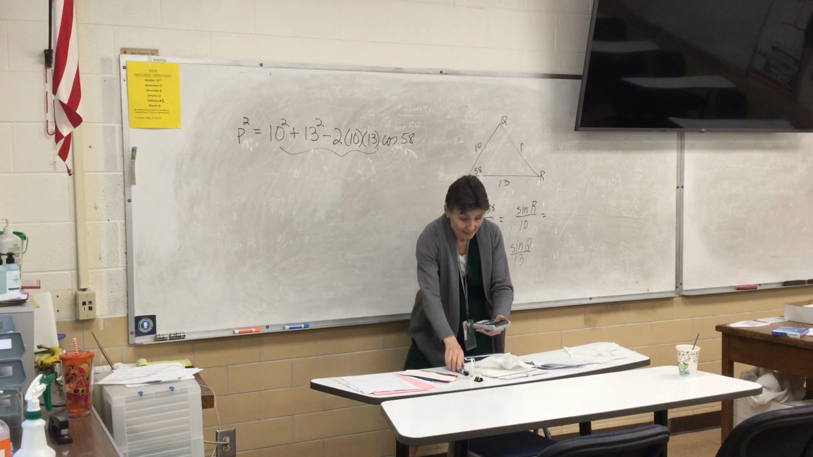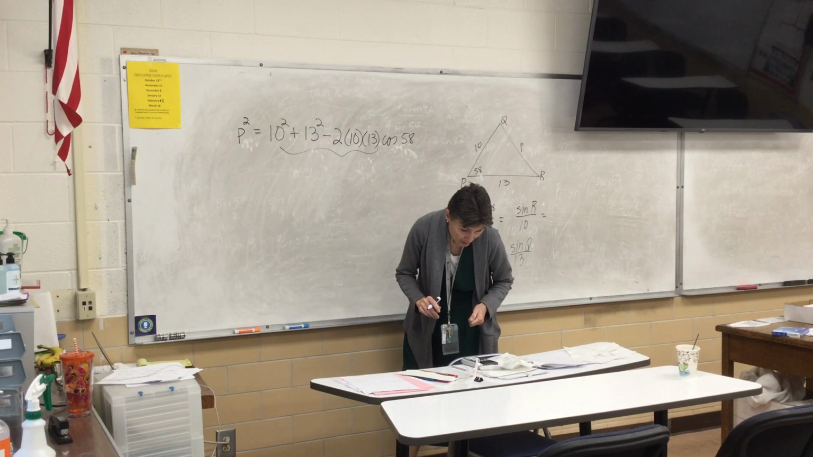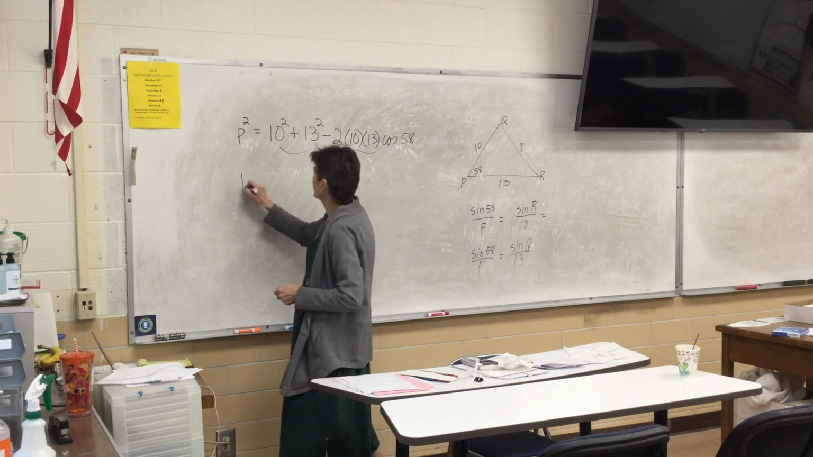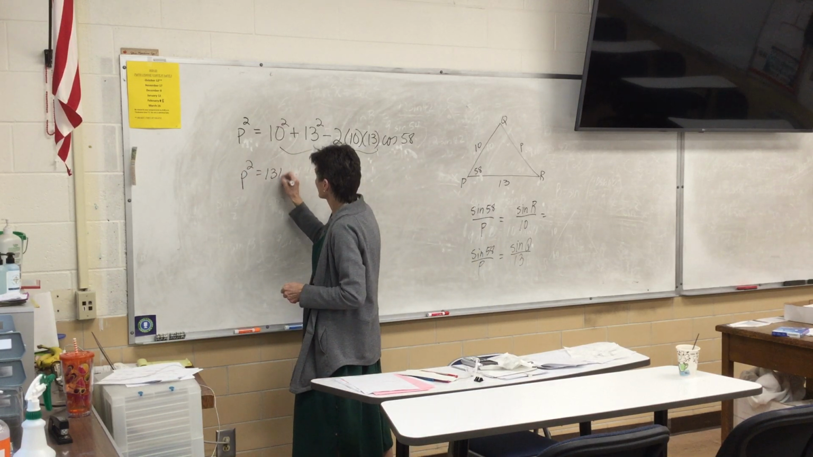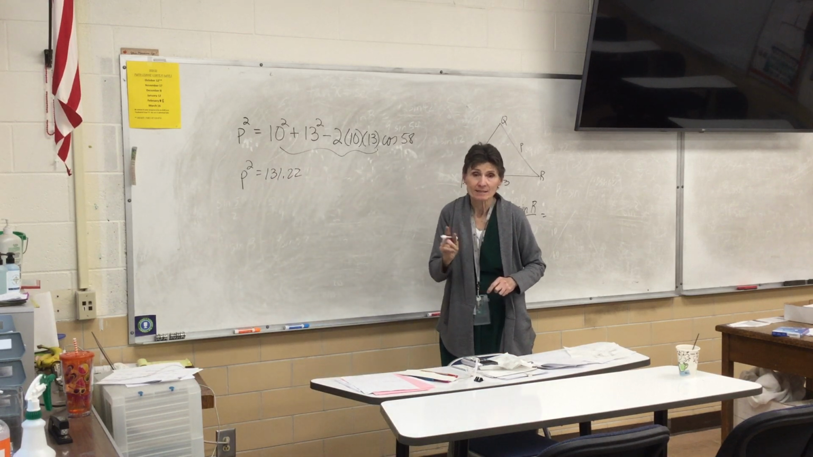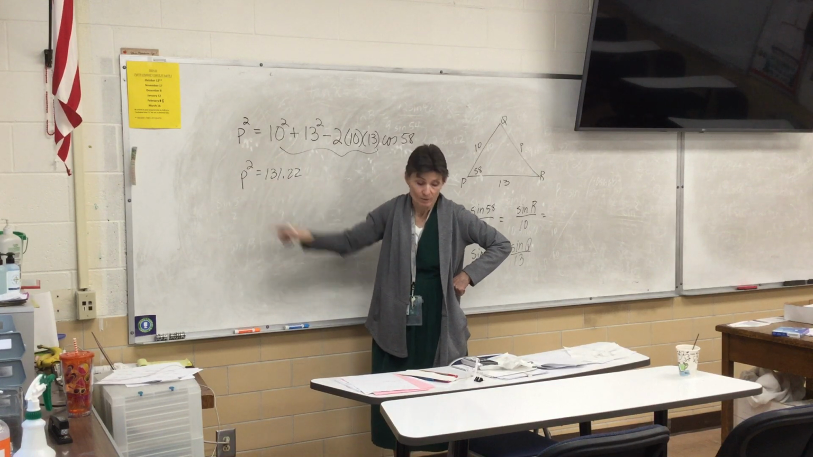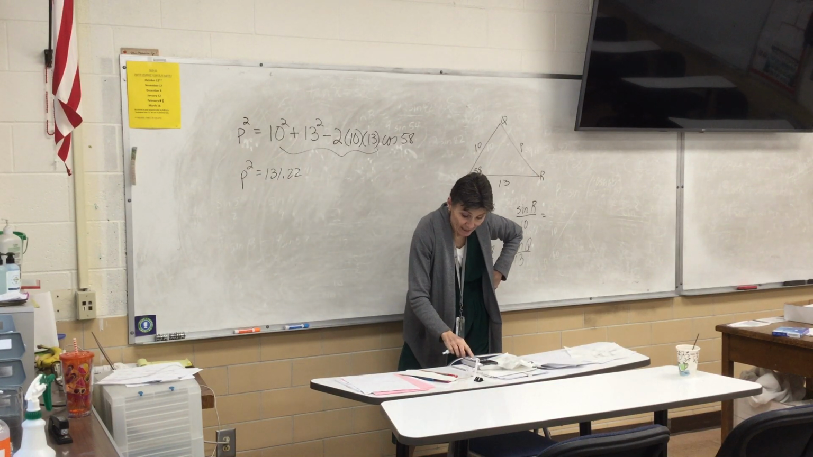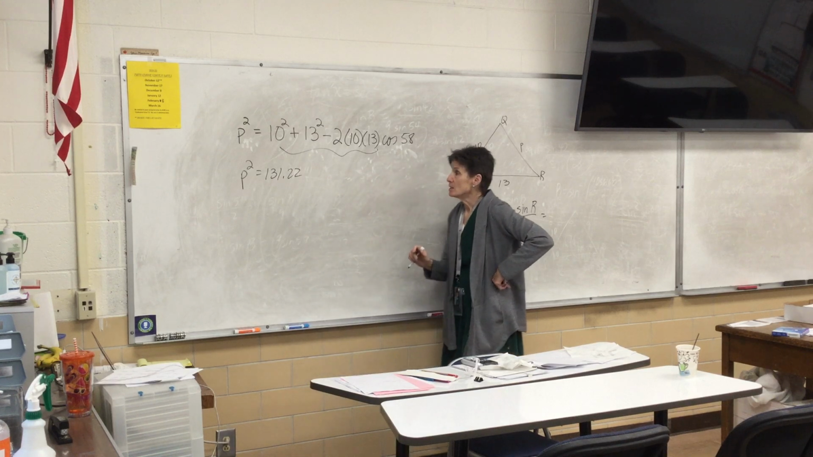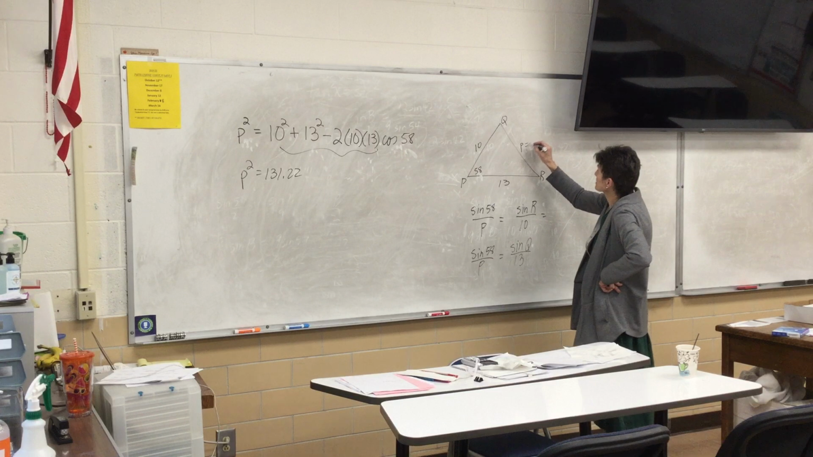Now, when I did that, hopefully you got the same thing I did. I got 131.22. Now, stop right there. That is not side P. Remember, the formula, that's P squared. So we have to square root that number. So P is actually 11.46.